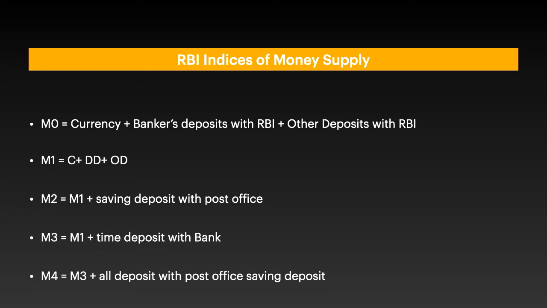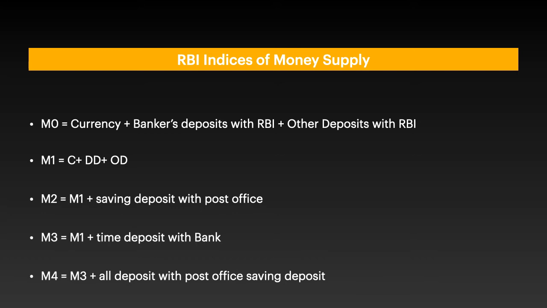Demand deposits with the banking system and other deposits with the RBI are together known as deposit money of the public. M1 is also referred to as narrow money and it is one of the most liquid forms of money because the major component of M1 is the currency that is being held with public. M2 comprises M1 plus saving deposits with post office saving banks.